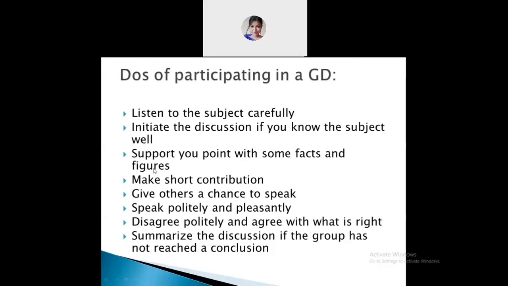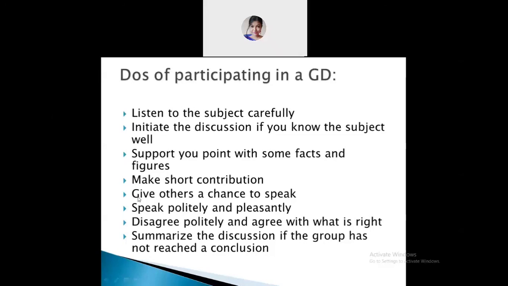Next point is to make short contributions. When you take part in a GD, you should make short contributions. You should not speak for 10-15 minutes. Your contribution should be shorter. Suppose you get 5 minutes. Your share of the time is 5 minutes.